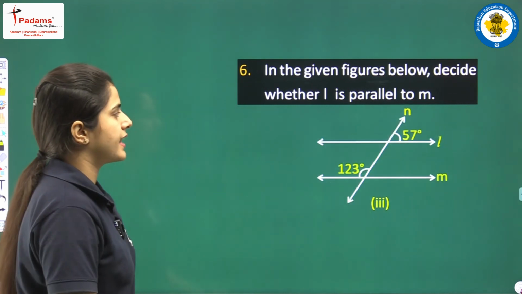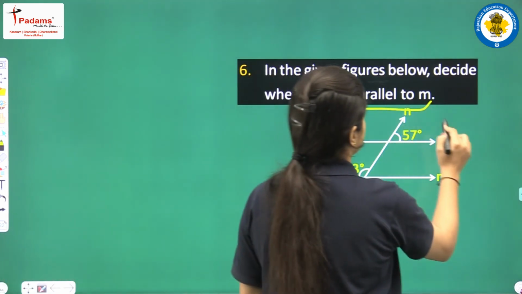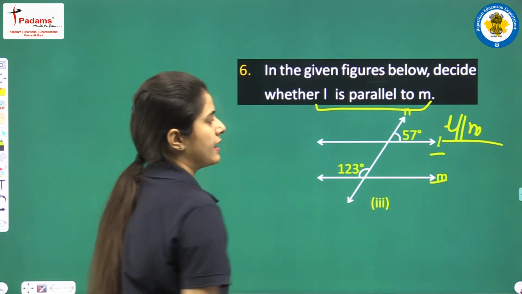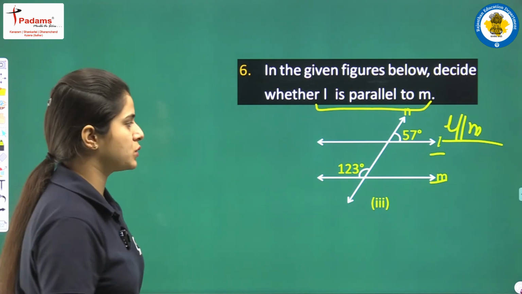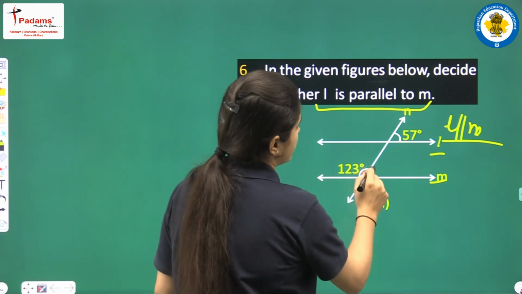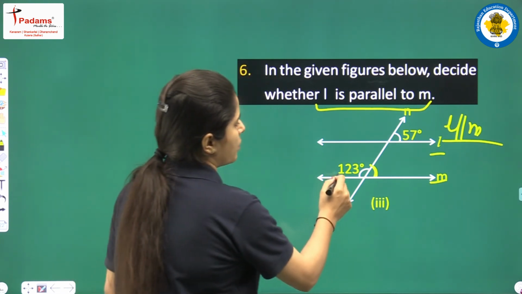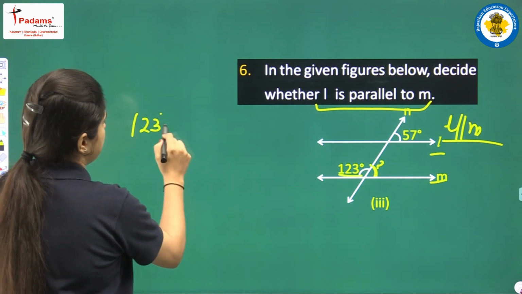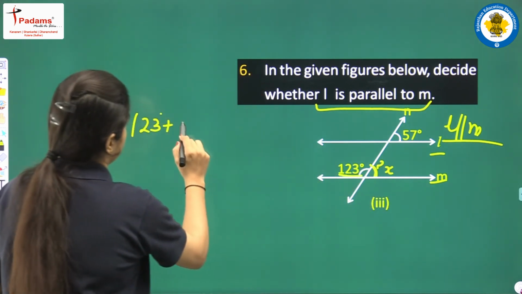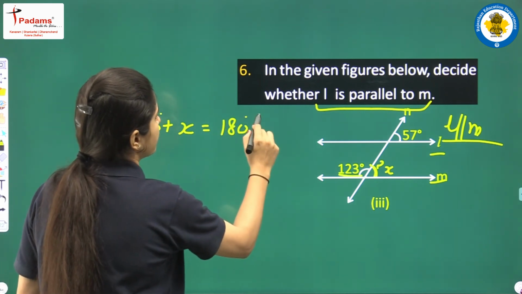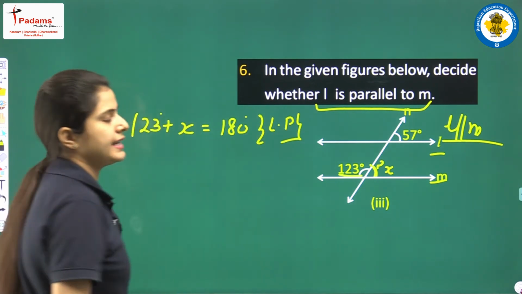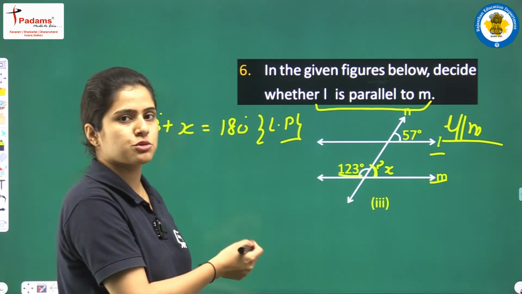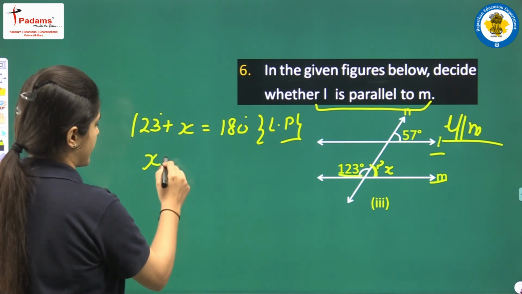Okay students, look at the next question. What is it? The next question is, you have to find out whether L is parallel to M. Now these two lines should be parallel if the sum of the same thing. Have a look at this, 123 degrees, and what is this angle? 123 degrees plus, let it be x first of all, plus this x is equal to 180 degrees because of being a linear pair. The pair of angles forming a straight line should sum to 180 degrees.